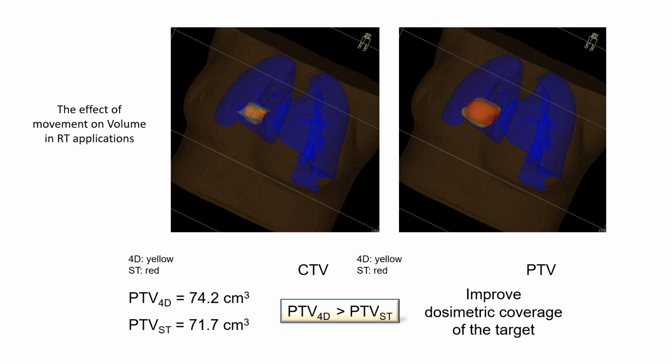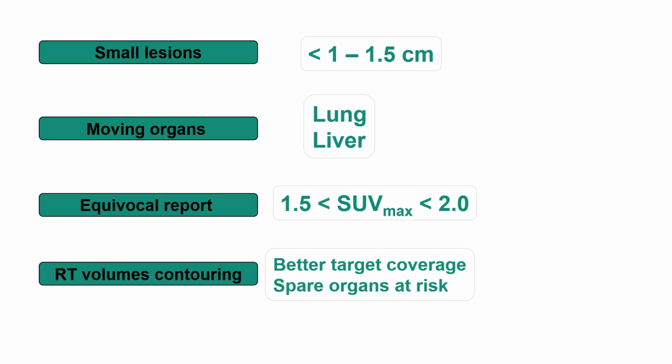In the same publication, another situation is shown for another patient, for whom 4D volumes are bigger than standard PET, and the knowledge of the target displacement during breathing improves the dosimetric coverage of the target during the treatment. Available literature has underlined some situations in which it is very important to correct for movement to avoid mistakes in reporting or to improve the impact of the diagnostic examination.